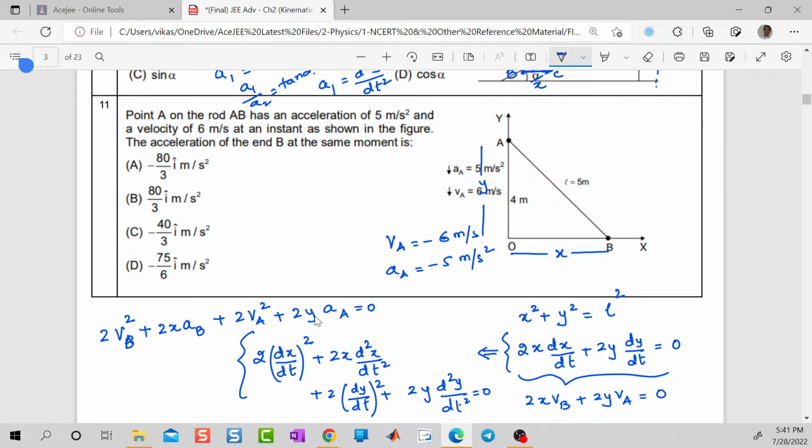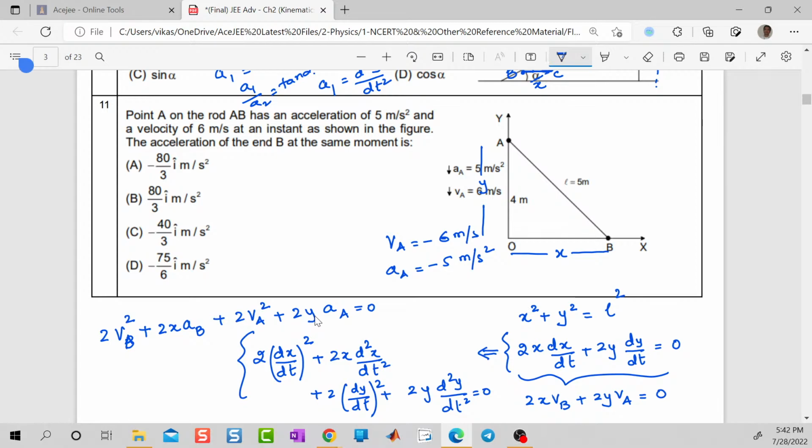Yes, Peter? Even though it is not said, we are assuming that this is a rod against the wall and the ground, so that B cannot move in the vertical direction. So B is going to slide along the x direction. In that case, x square plus y square equals L square. You differentiate it, you get 2x VB plus 2y VA equals 0. So when x equals 3, y equals 4, then what is VB?